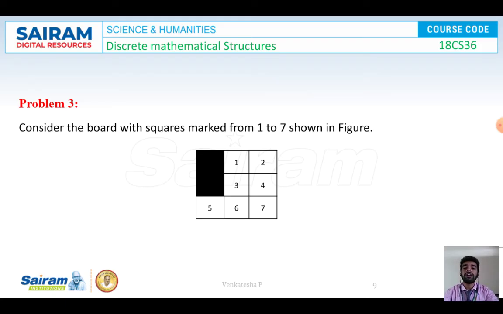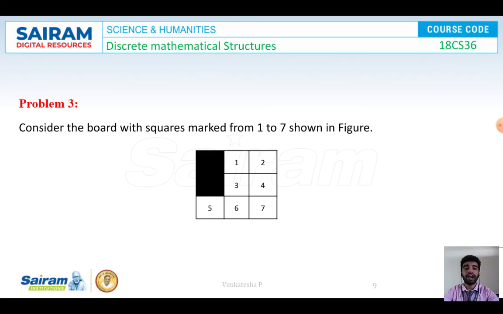Next example, the board with the squares marked from 1 to 7 shown in the figure. For this board we have to frame the Rook polynomial. First, since it contains 7 empty squares, R1 is equal to 7. Now R2 is making 2 non-capturing rooks. It is given by 1,4; 1,5; 1,7; 2,3; 2,5; 2,6; 3,5; 3,7; 4,5; 4,6. And making 3 non-capturing rooks are 1,4,5 and 2,3,5. That's all, so I'll be having 3 here.